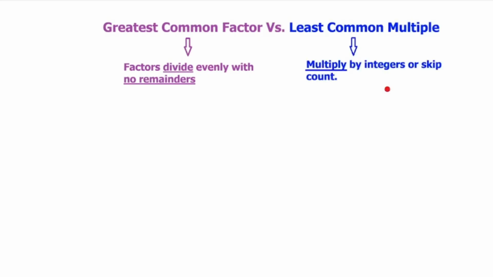For this one, multiply by integers or skip count. So this is how you get the answer for the least common multiple. You multiply or skip count. So let's work on one here. We have 4 and 5, and the GCF for 4 and 5.